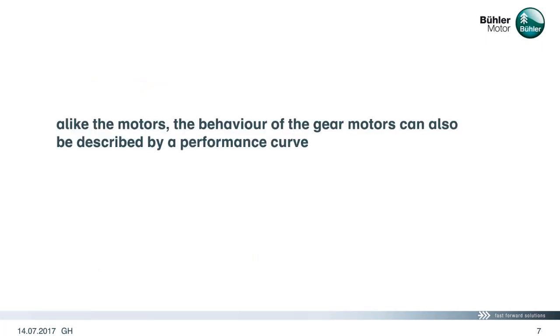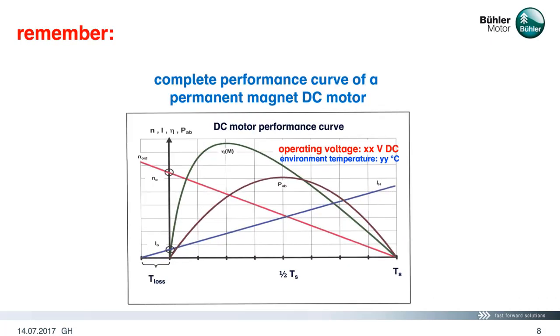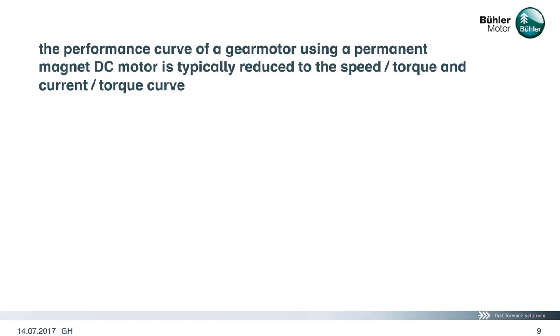Like the motors, the behavior of the gear motors can also be described in a performance curve. We remember the performance curve of a permanent magnet DC motor. It shows the speed, current, efficiency, and power behavior depending on the torque applied to the motor shaft. The performance curve of a gear motor using a permanent magnet DC motor is typically reduced to the speed torque and the current torque curve.